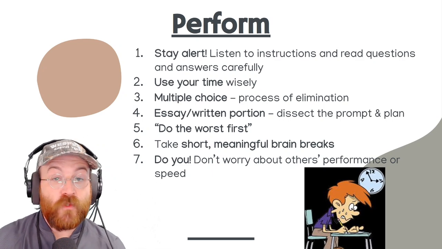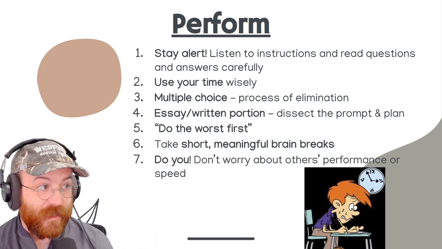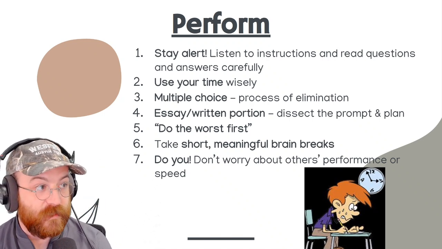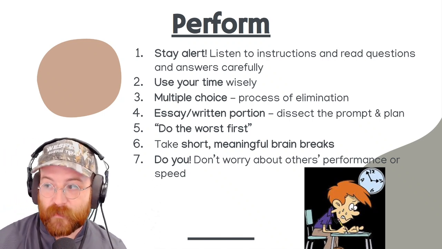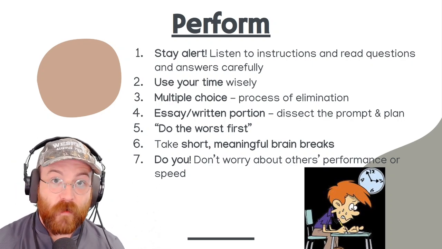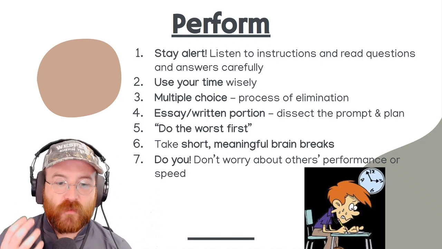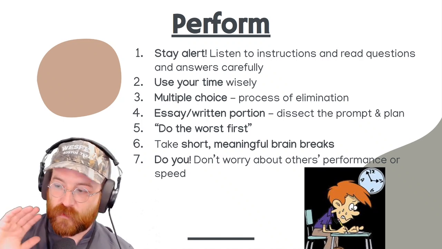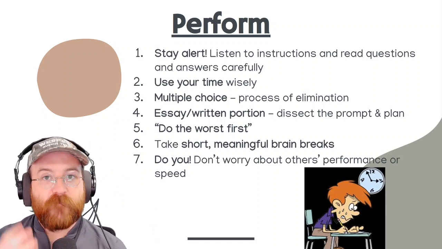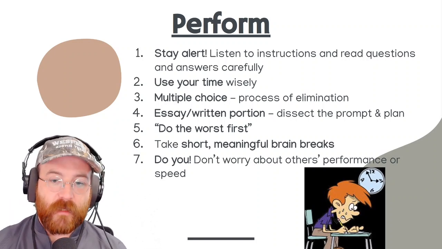Number 7 is to do you. Don't worry about everybody else, all right? It's very easy for us to get into the habit of looking around to see how far ahead someone is or how easily someone is finishing a test. Don't worry about how they're doing and don't worry about the speed with which they get done. You are responsible for getting the score on your test, all right? So you don't need to worry about anybody else and what they're doing or how they're doing. Just focus on yourself, focus on your plan, focus on your performance, and you should be fine.